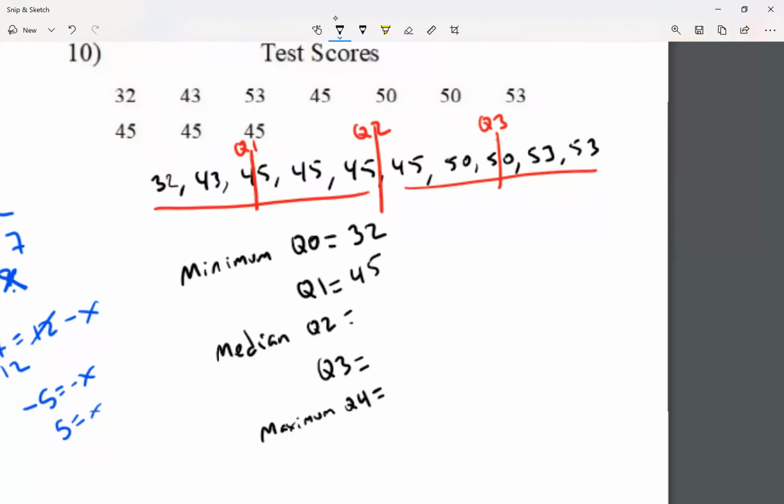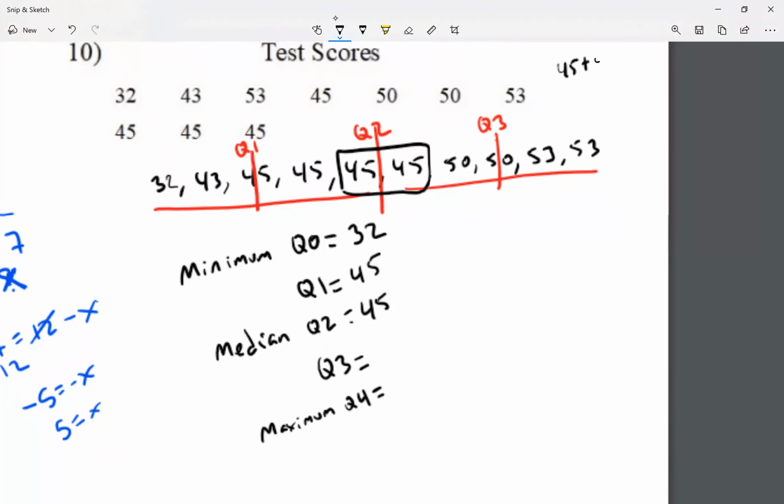My median, or quarter 2, let me focus right here. Notice how my line is in between 45 and 45. So it's the number between 45 and 45. It's the same number. So I'm just going to say 45. If you don't believe me, just add the 2 numbers, 45 plus 45, and divide it by 2. And that's how you're going to get 45. My quarter 3, I can tell it's 50, right? You guys can see this line right here. That's quarter 3. My maximum, the biggest number on the list, is 53.